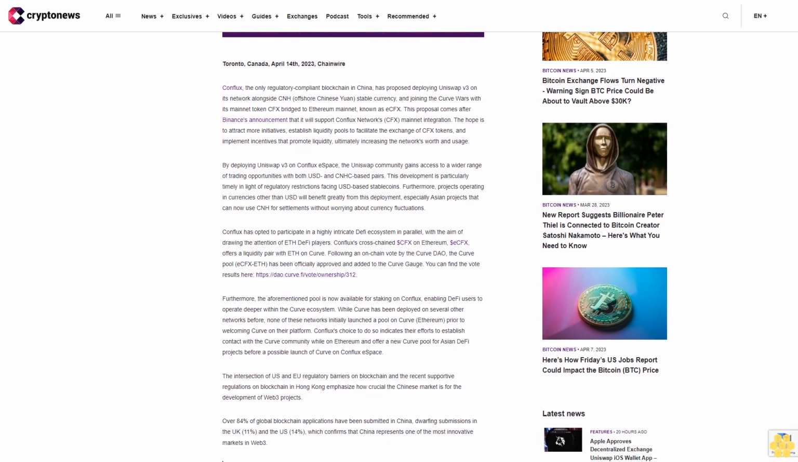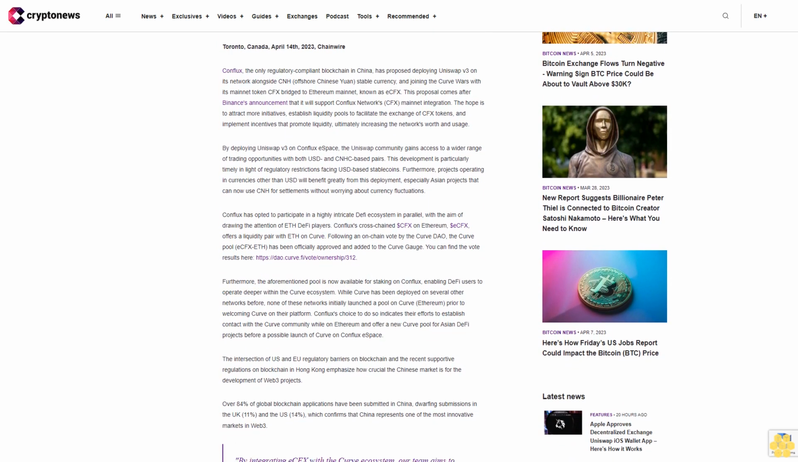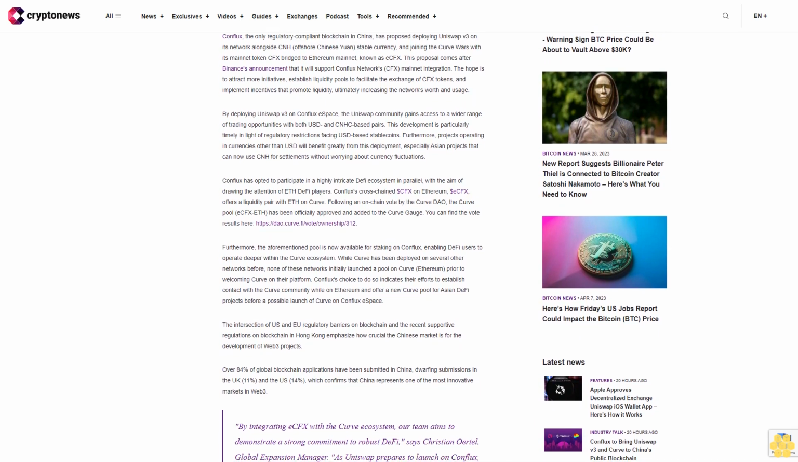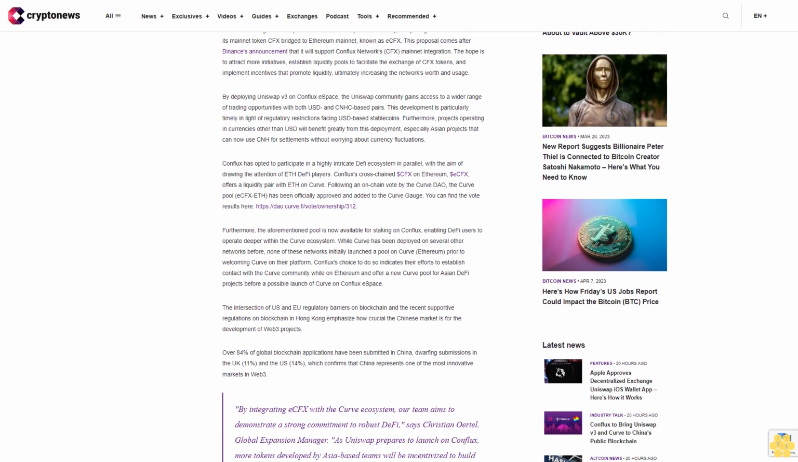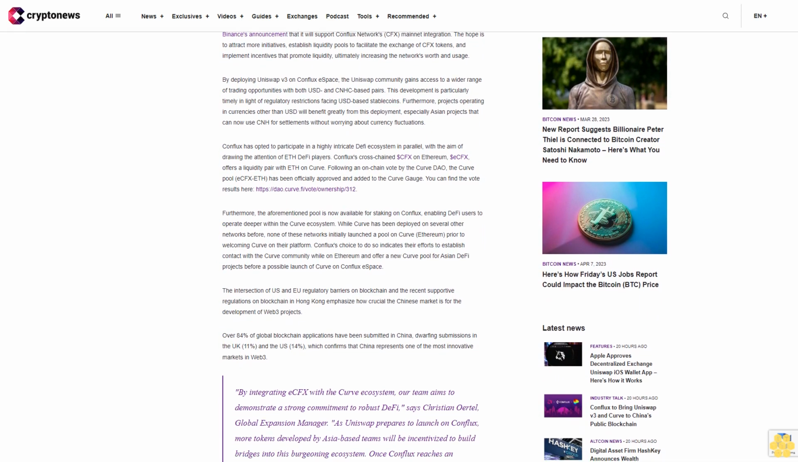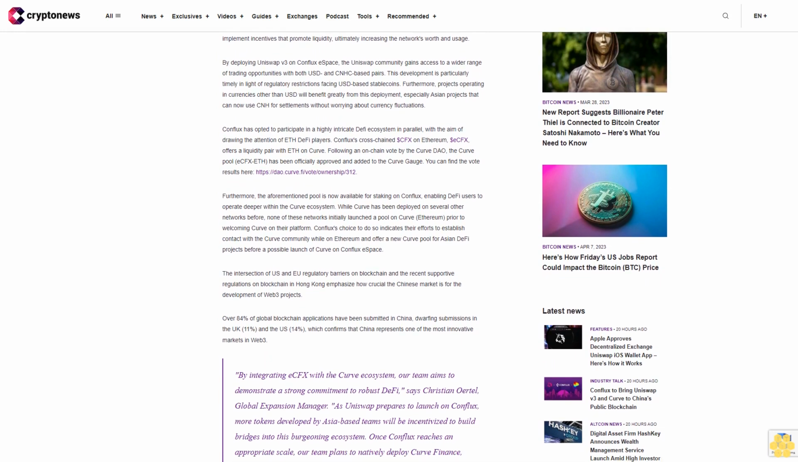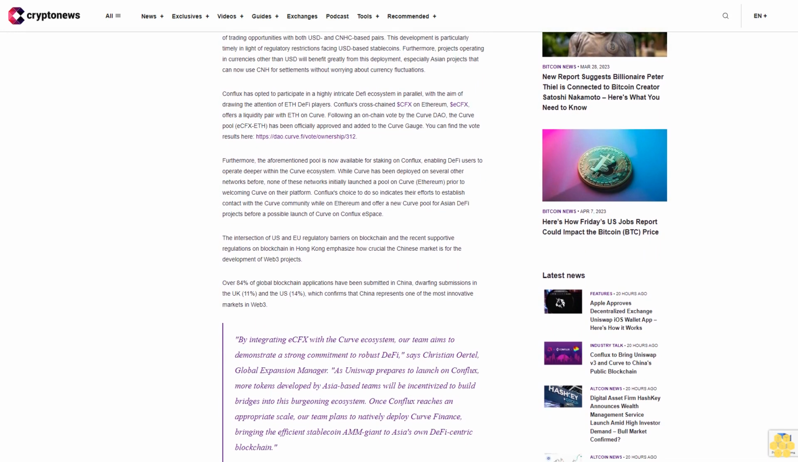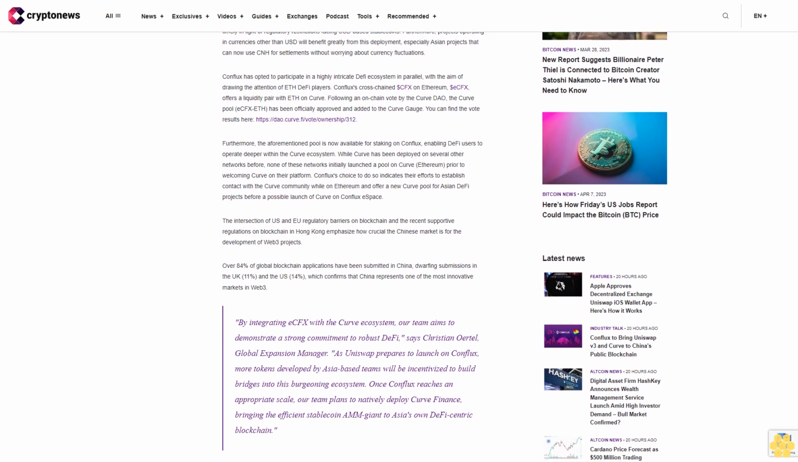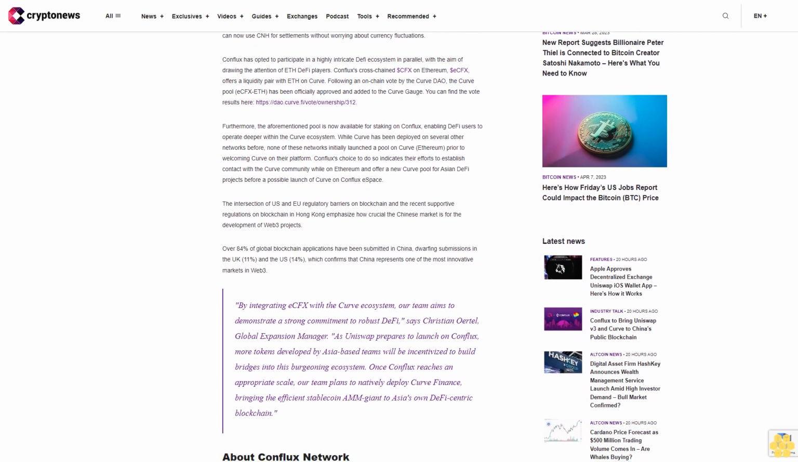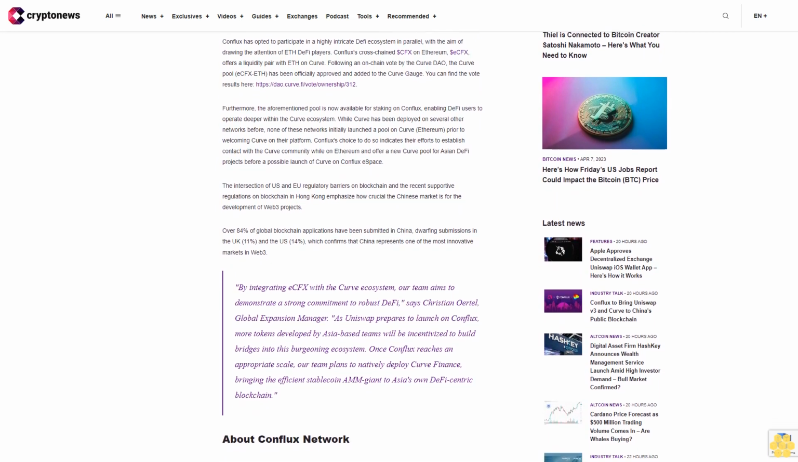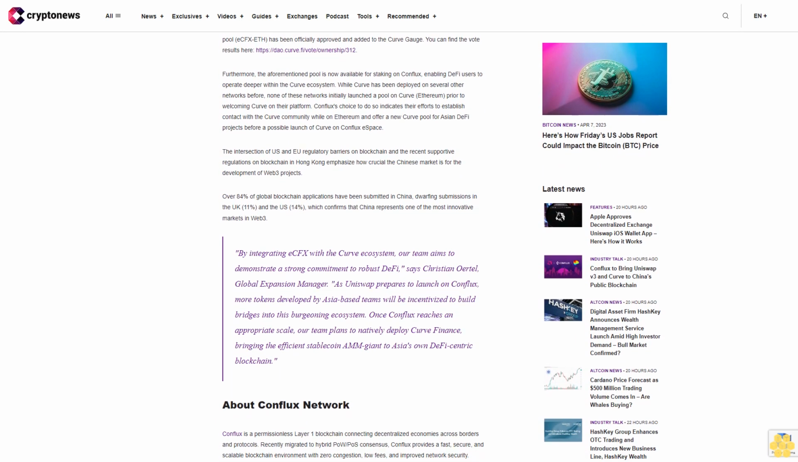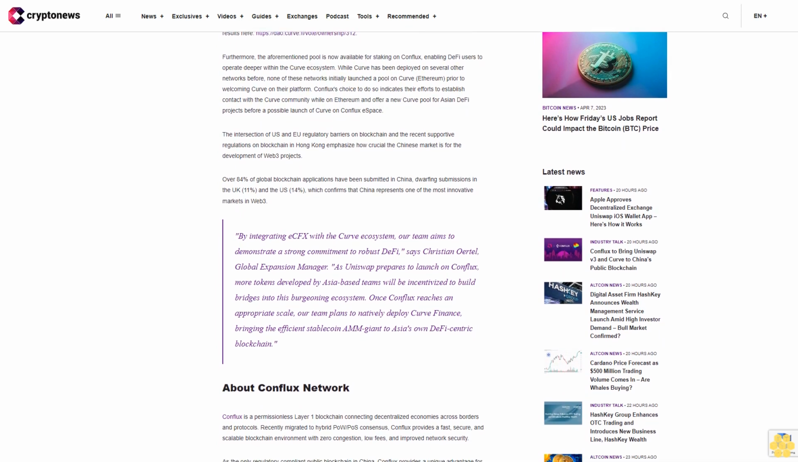The hope is to attract more initiatives, establish liquidity pools to facilitate the exchange of CFX tokens, and implement incentives that promote liquidity, ultimately increasing the network's worth and usage. By deploying Uniswap V3 on Conflux eSpace, the Uniswap community gains access to a wider range of trading opportunities with both USD and CNHC-based pairs. This development is particularly timely in light of regulatory restrictions facing USD-based stablecoins. Furthermore, projects operating in currencies other than USD will benefit greatly from this deployment, especially Asian projects that can now use CNH for settlements without worrying about currency fluctuations.